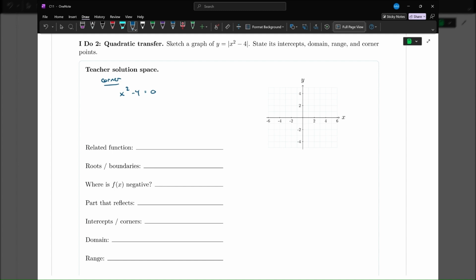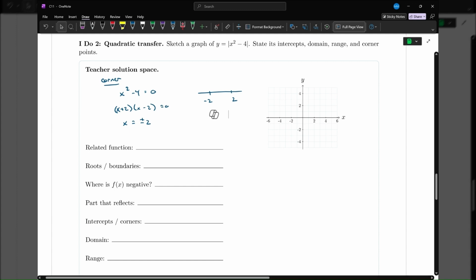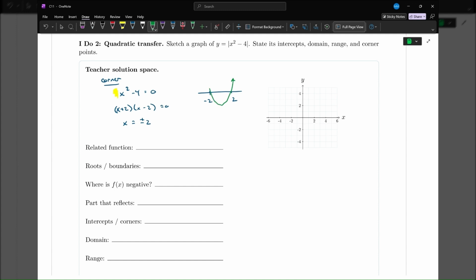I could solve this question a couple ways. I'll factor it, or I could just do it algebraically. But either way, I'm going to get x equals plus and minus 2. What that tells us is on a number line, at plus and minus 2 is where I'm going to change signs. I look at this and I see I have a positive a value, which means I'm going to open up through those points. So I'm positive on the outside and negative on the inside.